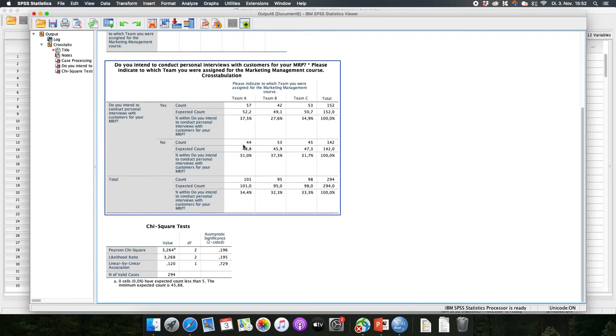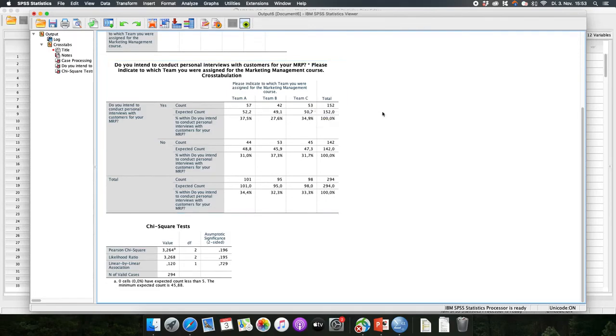At first sight, we can already see that if we compare the expected counts against the observed, there are some slight deviations in this case. So team A seems to be slightly more likely to conduct the interviews than expected. Vice versa here, the 44 observed is lower than the expected 48. Team B seems to be slightly less likely, and Team C very slightly more likely, we could say.